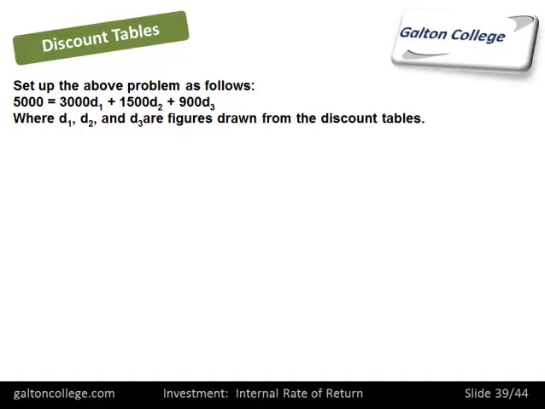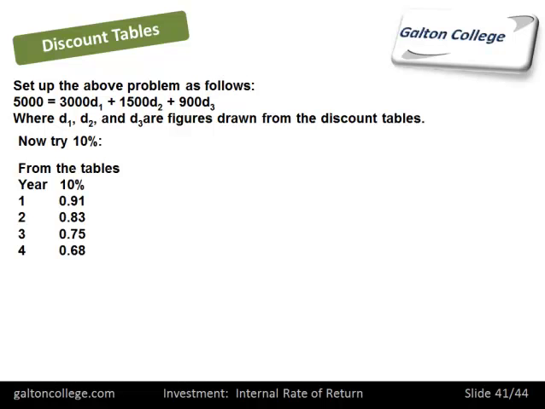Say we set up the problem as this. The project costs us 5,000 and we're going to get 3,000 in the first year and 1,500 in the second and 900 in the third. Now we try to find D1, D2, D3, and these are figures in the discount table. Now let's try 10%, just for no apparent reason. Well, from the tables, there's a 10% set of figures.